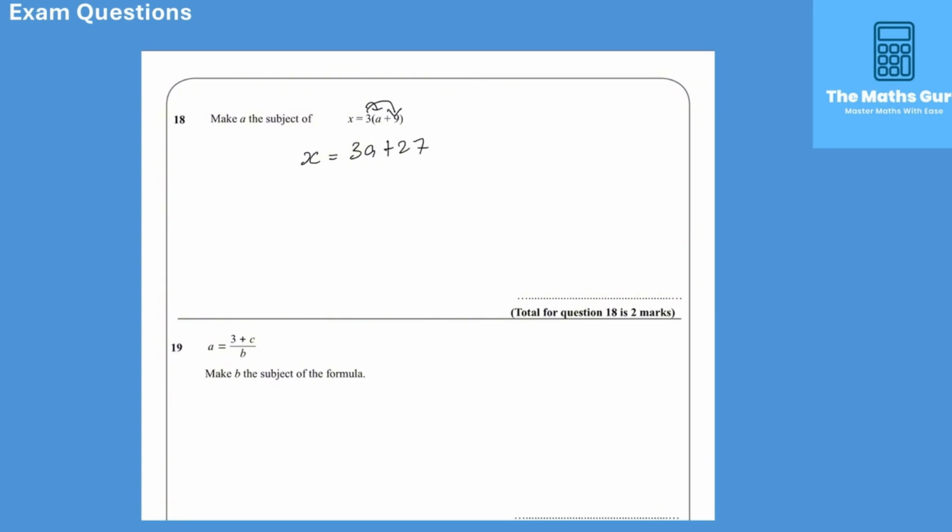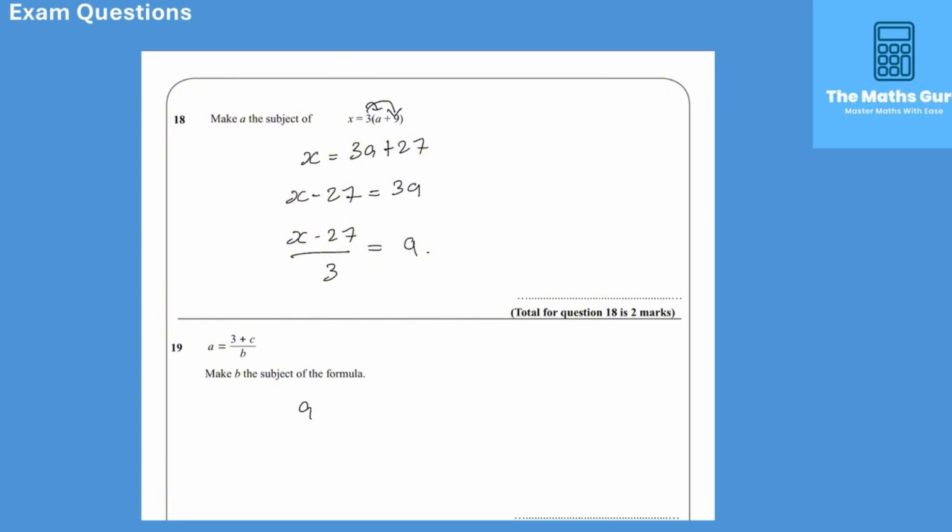Then, to make a the subject of the formula, we look at what's happening to a. It's first being times by 3, then added to 27. We need to deal with the 27 first because it's being added to 3a. So x minus 27 is equal to 3a by minusing 27 from both sides. Then our a is being times by 3. To reverse this, we need to divide both sides of our equation by 3. So we get x minus 27 over 3 is equal to a.